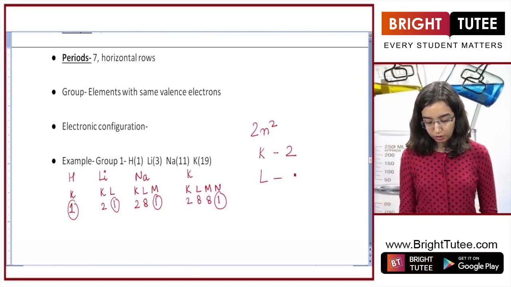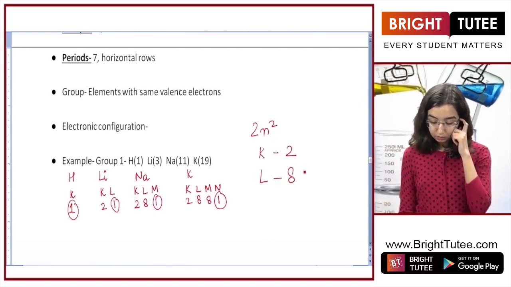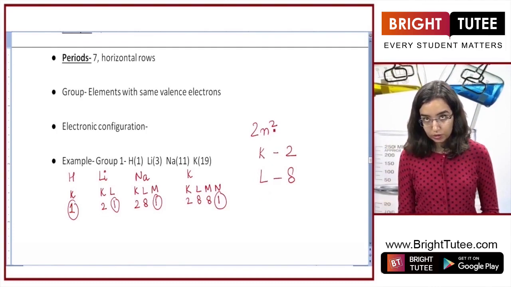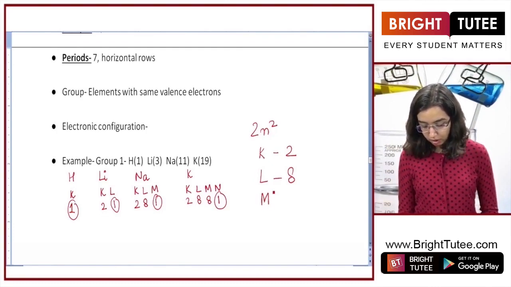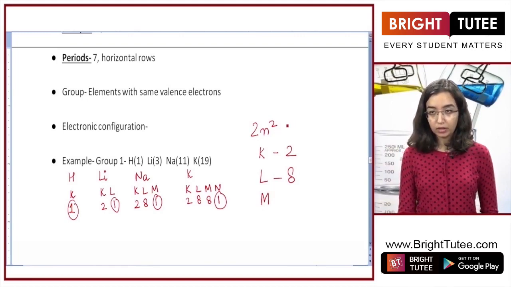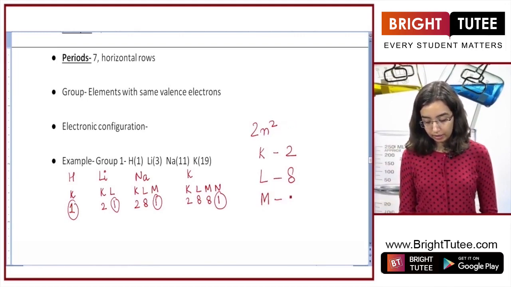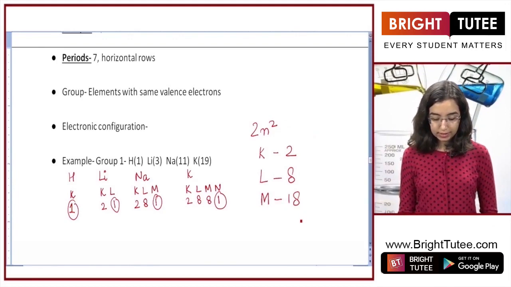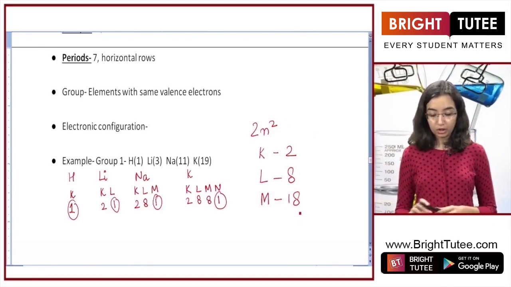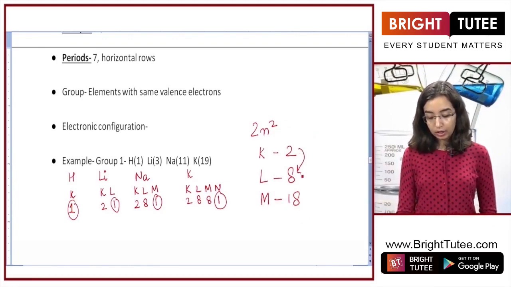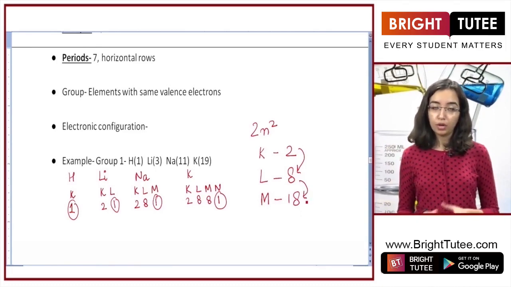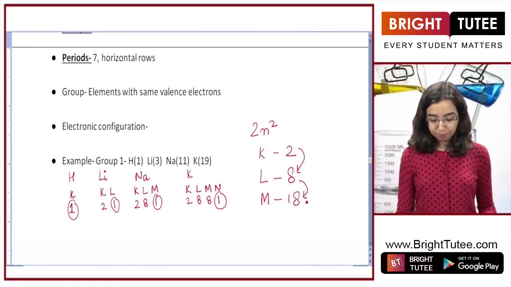For L, if we put n as 2, 2 squared is 4 and 2 times 4 is 8. For M, if we put n as 3, 3 squared is 9 and 2 times 9 is 18. So it goes on increasing like that, and that is the electronic configuration, and that is why when one shell is full, electrons move to the next shell and so on. This is how it works.